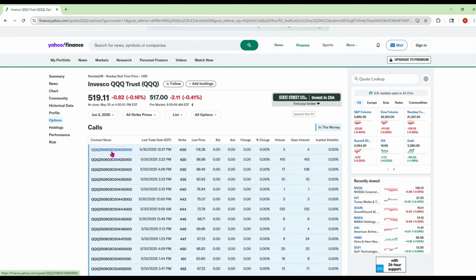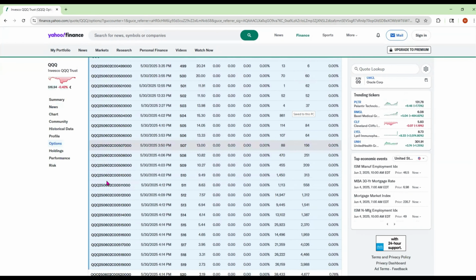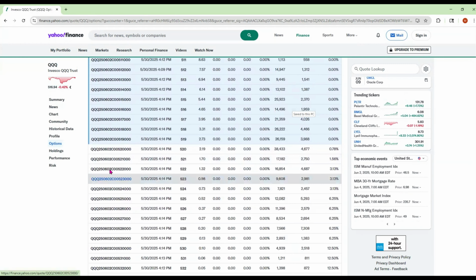C is a call, and then your strike price, which in this case is $400. That would mean if you wanted to buy or sell this, it would cost $116, which is the last price it traded for. That's obviously not something we're going to do. That's way out of the money. But we would look at closer to the money.